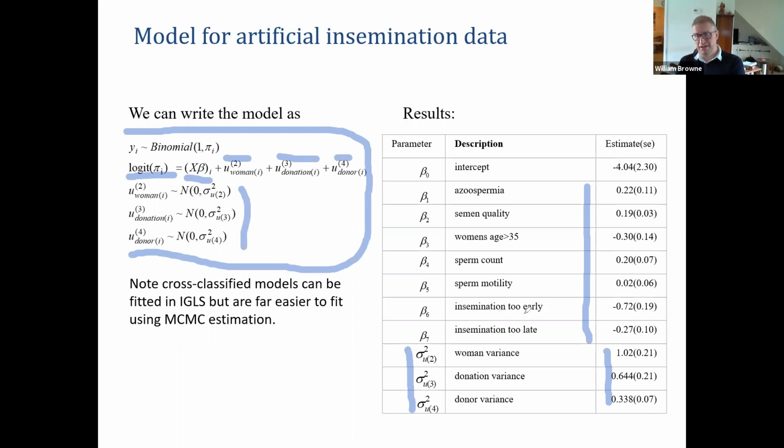And then we've got a couple of the timing effects. So if the woman is inseminated too early, that's got quite a large negative effect. And if it's too late, it's also a negative effect, but not of the same magnitude. So there we are. We've seen a cross-classified example. This top part where we're looking at the different variables is very much like any other sort of logistic regression model. But down here, we can partition the variability. So we can see which of these sources of variation matter. And it seems like women are actually more important than the donations that are being used in this case. Okay, so that's an interesting example.